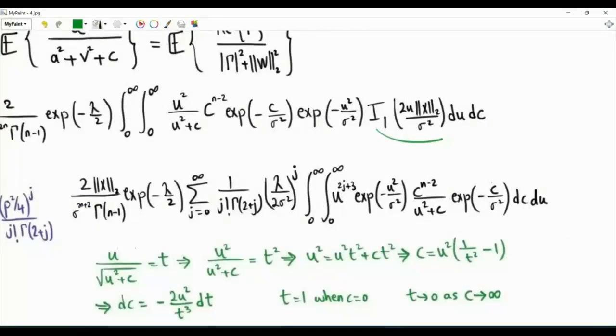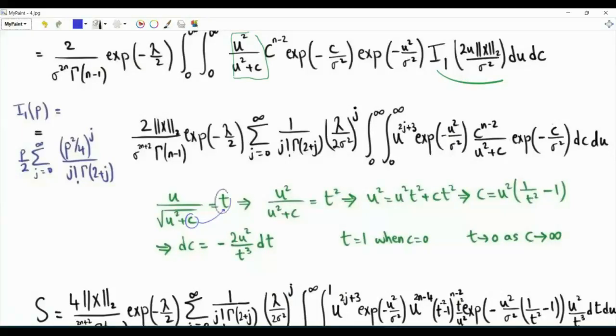And then we will do a particular change of variables here. We are left with a double integral with respect to u and c, u from 0 to infinity and c from 0 to infinity. So we will replace u divided by the square root of u squared plus c. This quantity we will call t. We are replacing c by t.